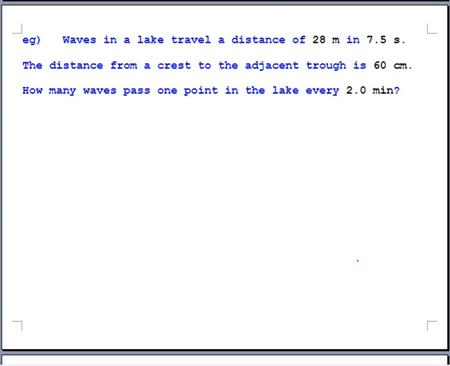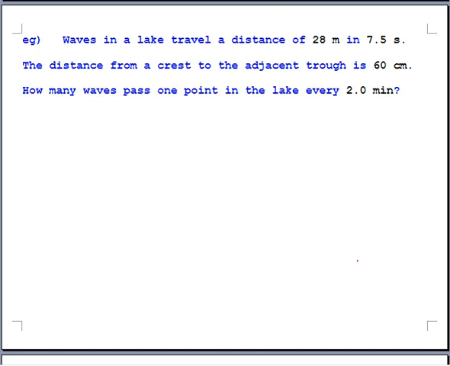Let's try another question. We've got waves in a lake traveling 28 meters in 7.5 seconds. The distance from a crest to an adjacent trough, so adjacent just means beside, is 60 centimeters. Ugh, centimeters, yuck. And how many waves pass one point in the lake every 2 minutes? Yeah, 2 minutes, that's kind of gross as well.